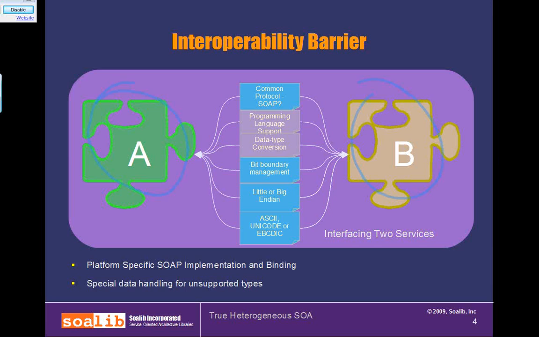Both A and B communicate using a common protocol. Both A and B recognize each other's data types. The number of bits represented by data is known. Both use the same endianness. That means that if A is big endian, then B is also big endian. If A is little endian, B is also little endian. Both use the same character set, so it can be ASCII, Unicode, or EBCDIC. So if we can manage all of these, then we make our service truly interoperable and homogeneous over various platforms. I will go over each of these in more detail shortly.